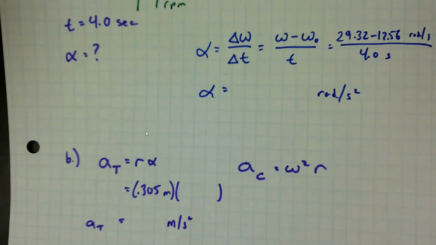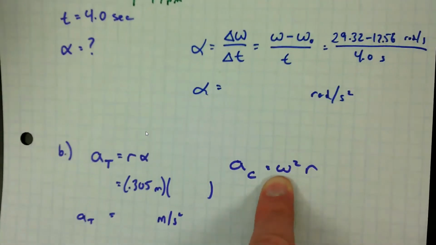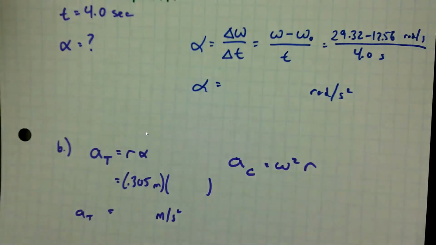Now, AT depends on alpha. This is kind of what we were just talking about, right? Your alpha isn't going to change. You've got a constant angular acceleration, so you're going to have a constant AT. But your centripetal force is going to change over time, because it depends on omega. So the question is, what is the omega at 2 seconds?